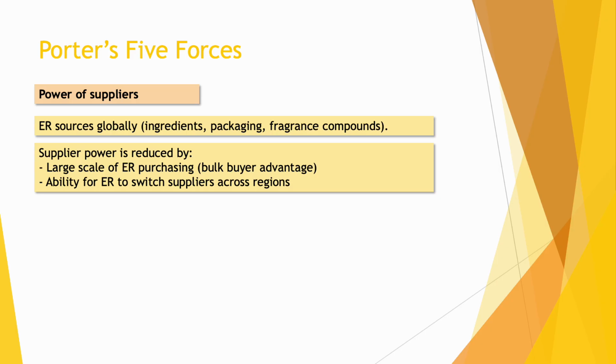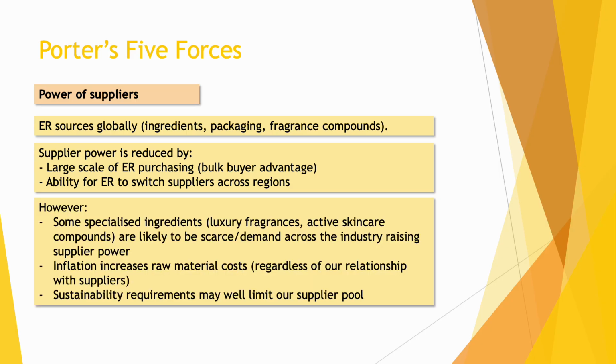And on top of that, we buy globally. So we're able to switch suppliers across regions. If one lets us down or we don't want to deal with anymore, for most of our products, there are probably other alternative places that we can source from instead. However, there are some things that give suppliers a bit more power. So for example, there are some of our ingredients that are specialized and that appear to be a bit more scarce or maybe in higher demand. That would raise supplier power because there are fewer places that we can go for those particular raw materials.